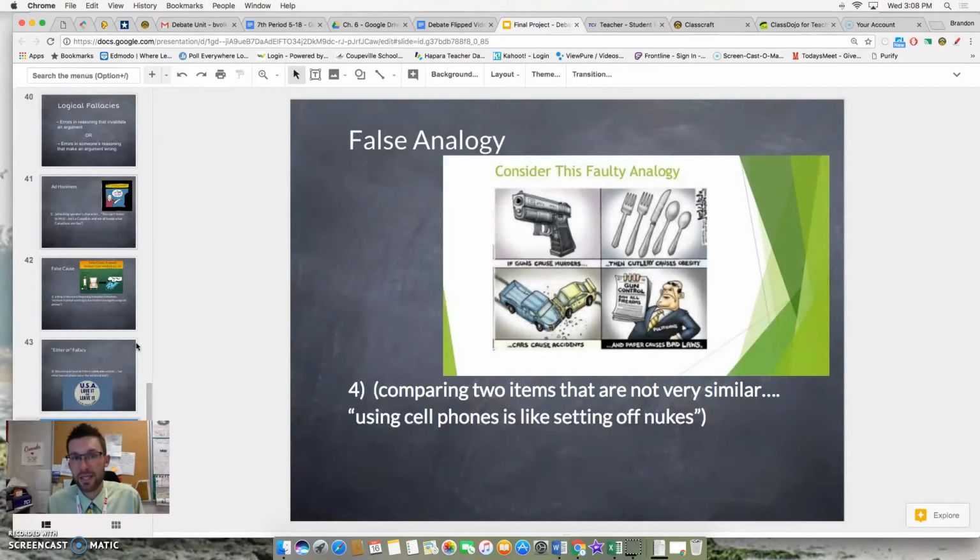So, continuing on with my cell phone, someone might say, using cell phones is like setting off nukes. Again, hopefully you can see the error in the reasoning of a person like this. Cell phones, nuclear bombs, not a good example.